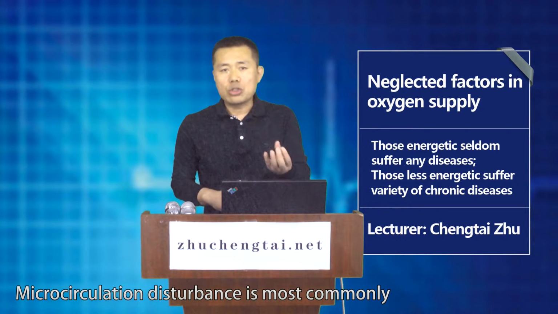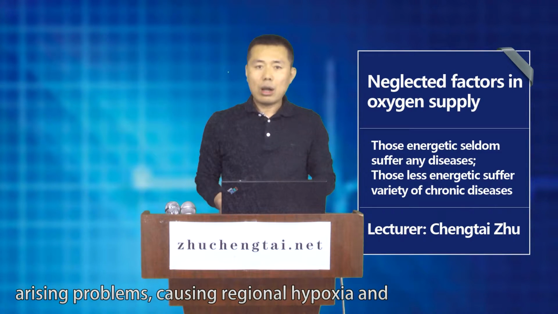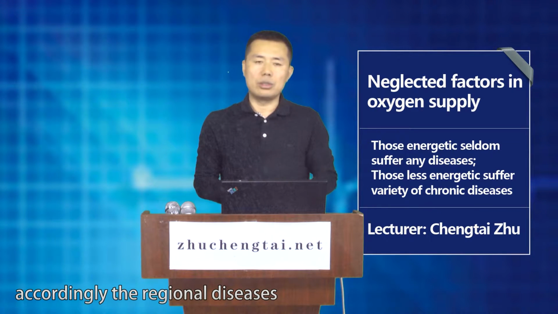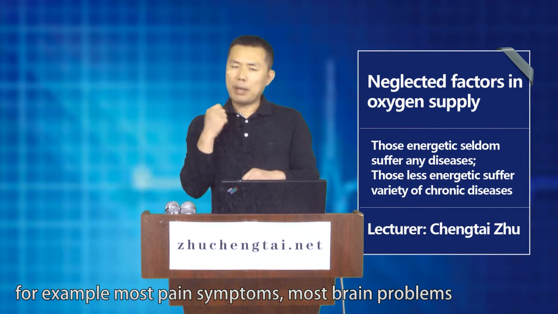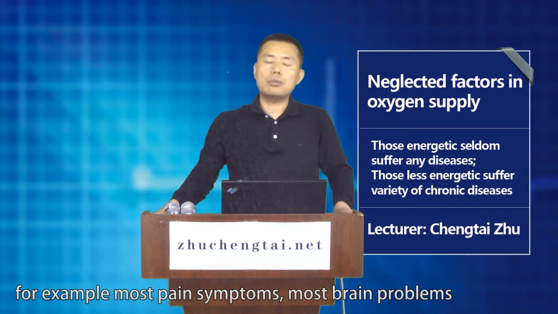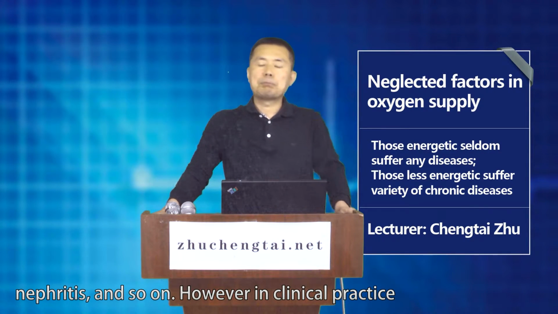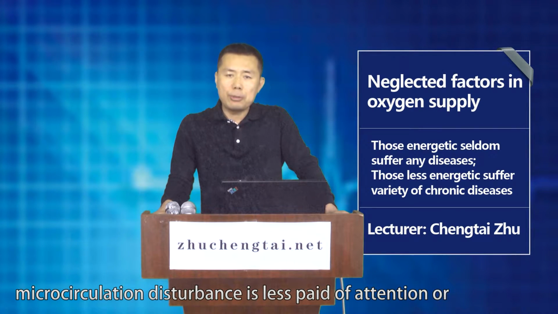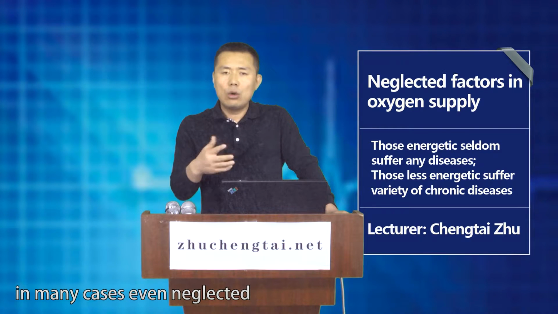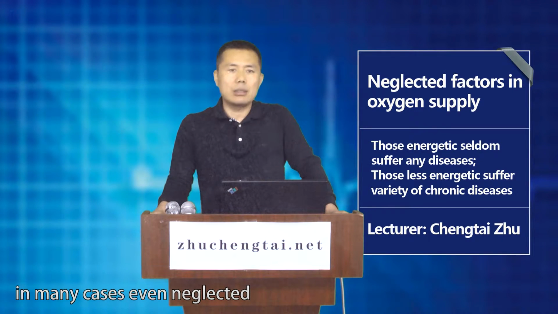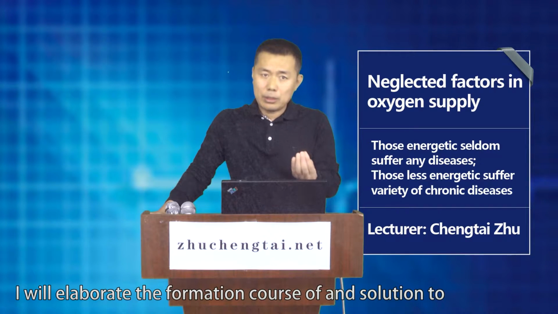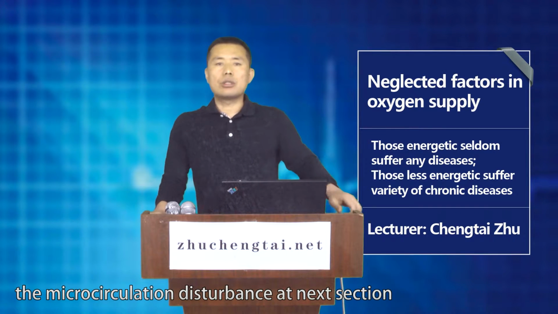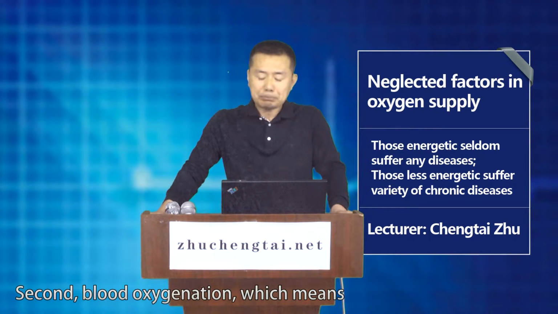Microcirculation disturbance is the most commonly arising problem causing regional hypoxia and accordingly regional diseases. For example, most pain symptoms, most brain problems, nephritis, and so on. However, in clinical practice, microcirculation disturbance is paid little attention, or in many cases, even neglected. I will elaborate on the formation, cause, and solution of microcirculation disturbance in the next section.